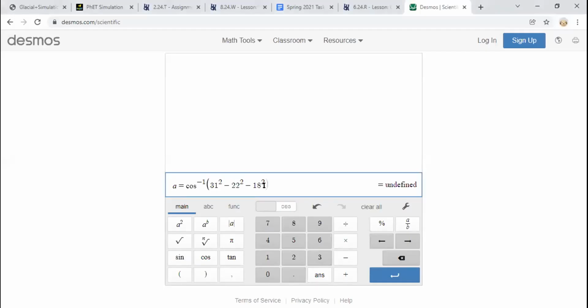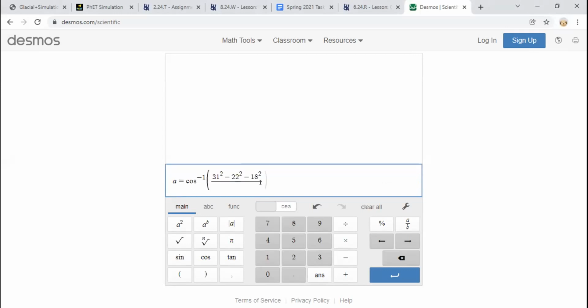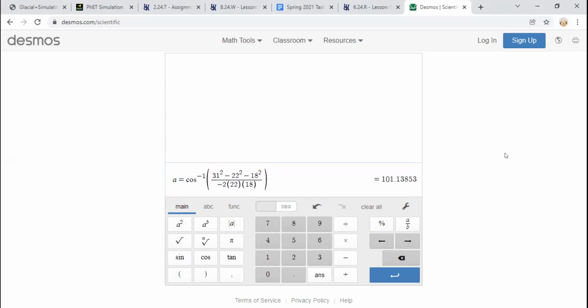So, go ahead and highlight all that stuff in the parentheses and then hit the division symbol. All right, keep going. Negative 2. I'll tell you what to type. Parentheses 22. And then go to the right and do another parentheses underneath there, 18. Excellent. Okay. Sometimes you've got to know how to use the tool before you can use the tool. So you got 101 degrees, perfect. Excellent. All right. So I'm going to go back to sharing.